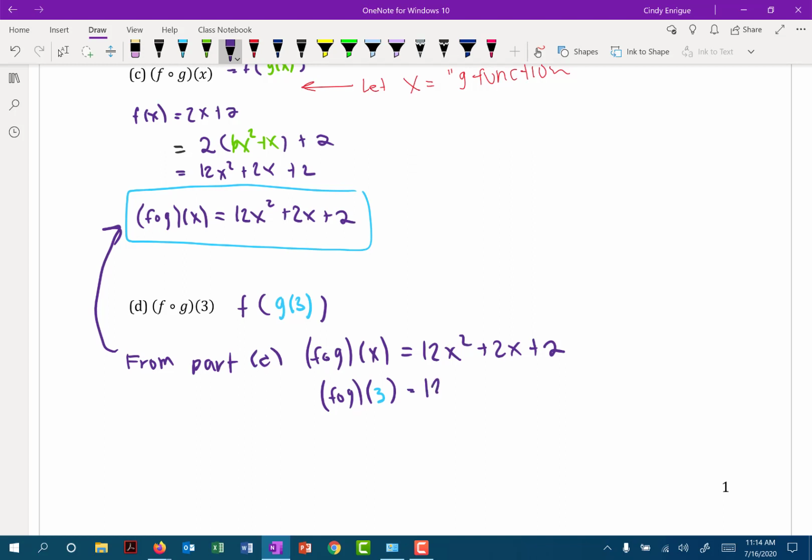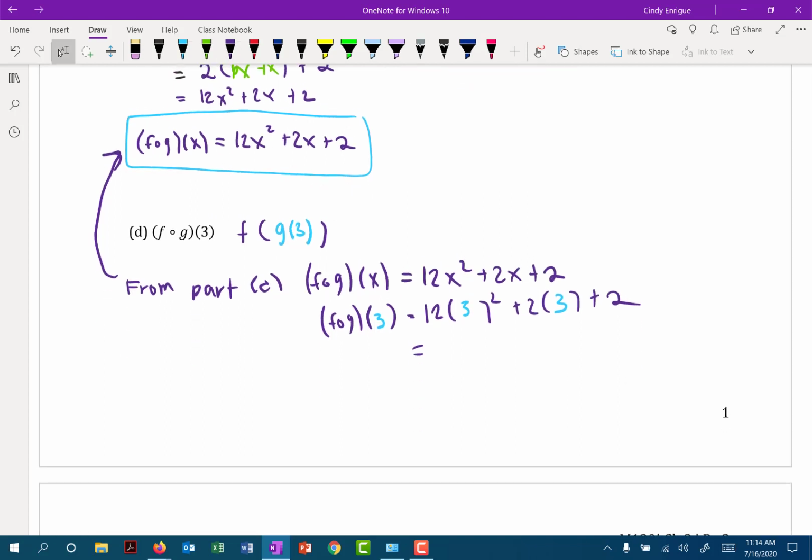So I will have 12 squared plus 2 plus 2, and the value that I'm plugging in is 3. So now you just get your calculator. So you have 12 times 3 squared plus 2 times 3 plus 2, and that's equal to 116. So I know that f composed with g, when I plugged in 3, gives me 116. Okay.